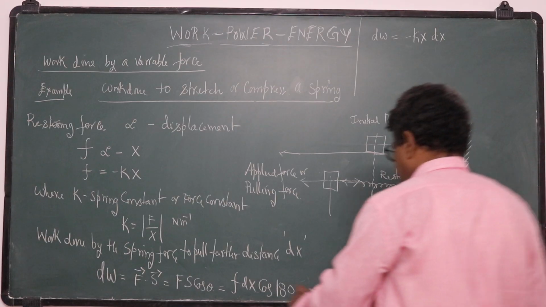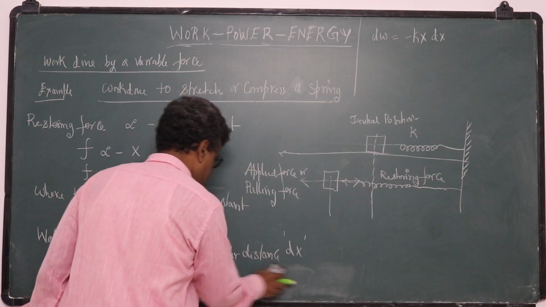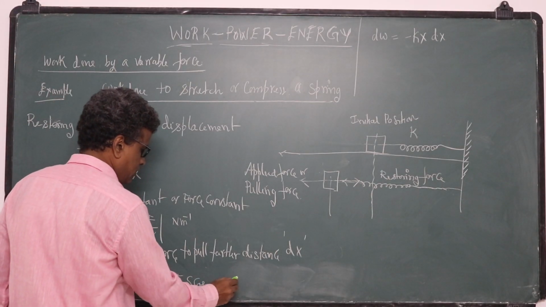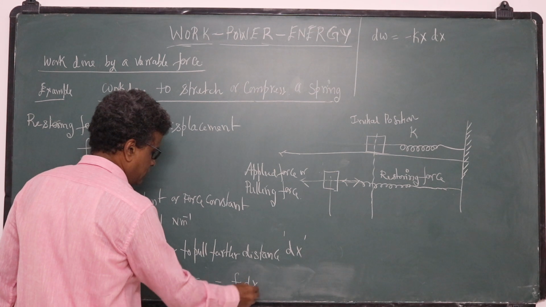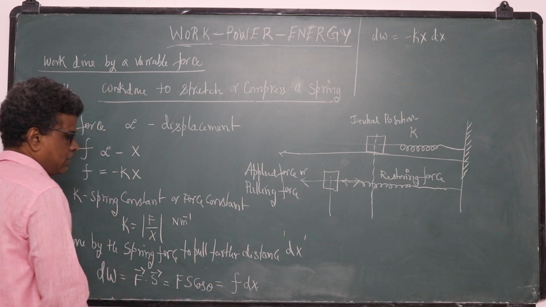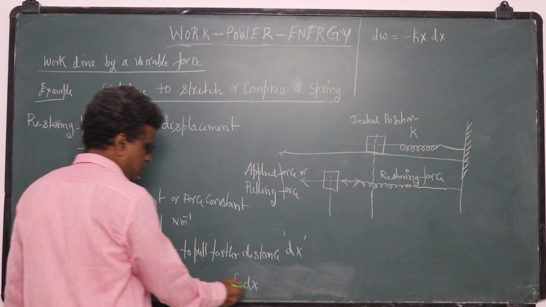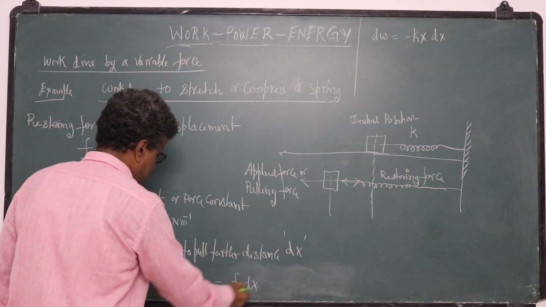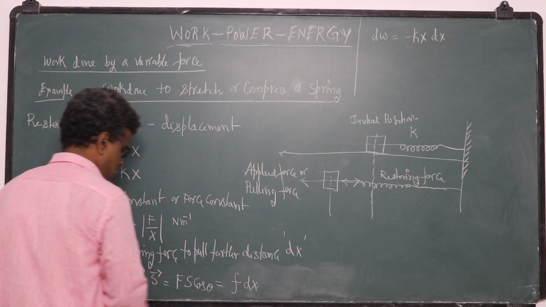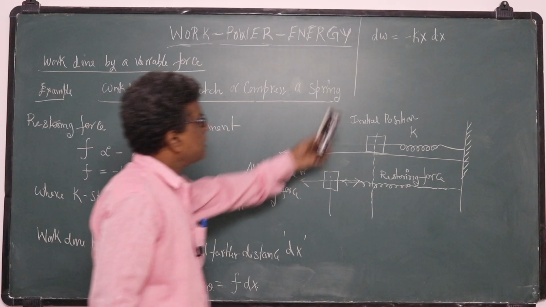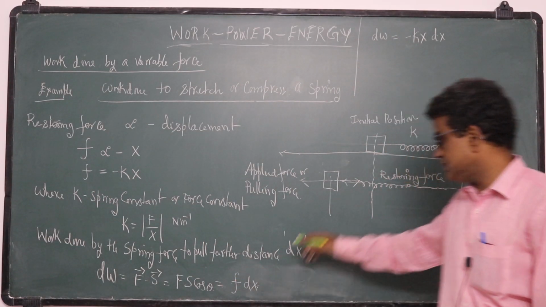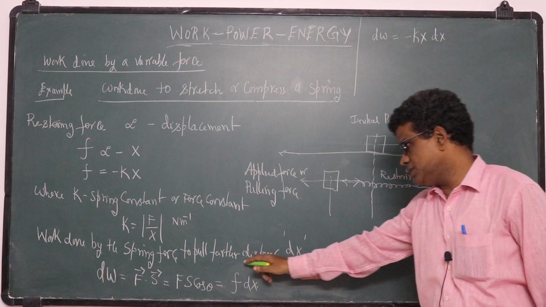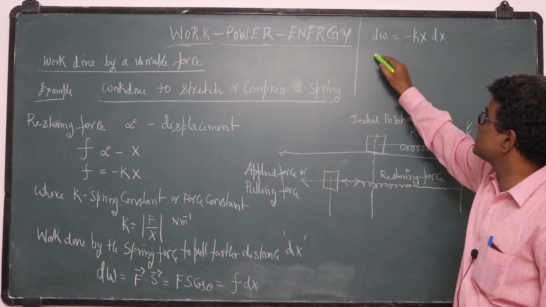So this work done is Fs cos theta, that is force into displacement. The magnitude of the force is kx, so instead of force you write minus kx. So this is the work done by the spring force for a small distance dx.